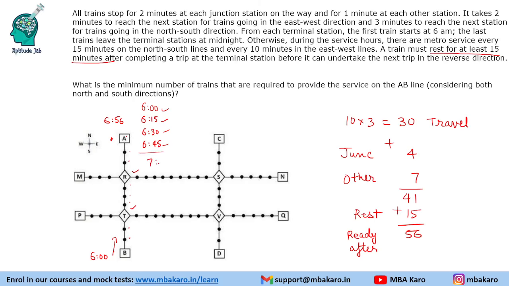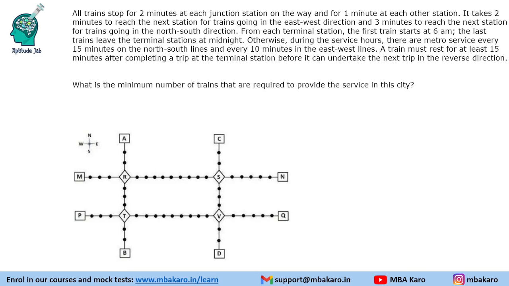The 7 a.m. train will be this same train which will start at 7 a.m. So we need only four trains, minimum four trains, so that by 7 a.m. this train is ready, because it is ready by 6:56. So at 7 a.m. this train can start. So we need four trains in this direction, A to B. Similarly, four trains from B to A. So we need a total of 8 trains in the AB junction.